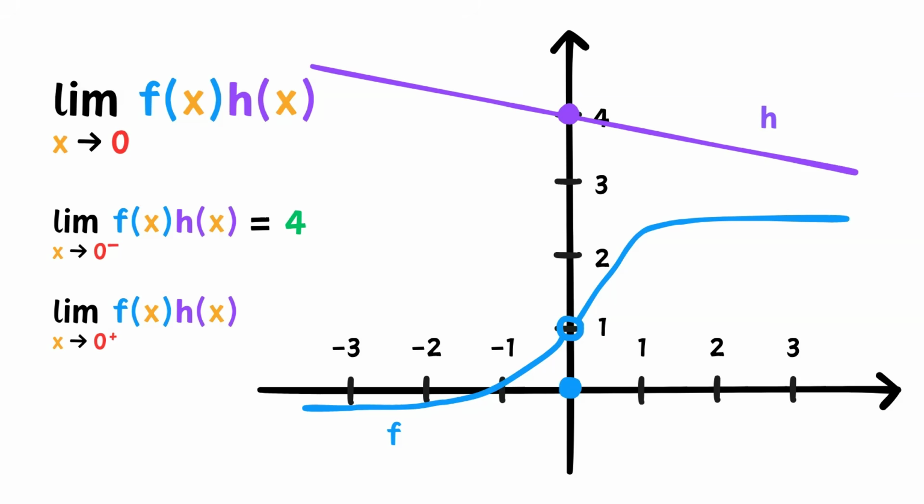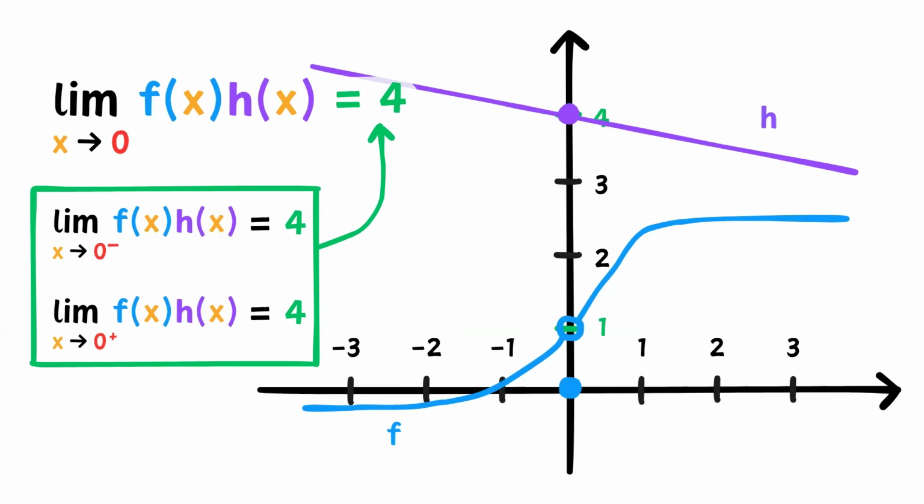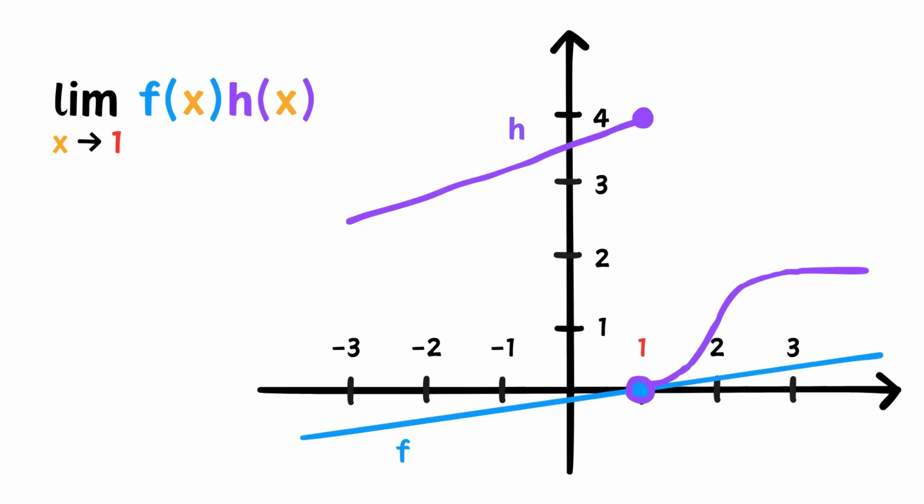Now from the right, the limit of f of x as x approaches 0 is 1. The limit of h of x as x approaches 0 from the right is 4. The product is 4 again. Since the one-sided limits match, the limit of f of x times h of x as x approaches 0 is 4. Let's look at another example.